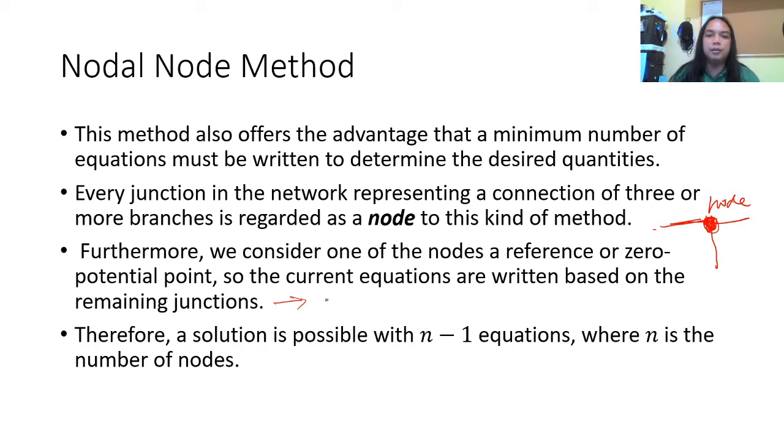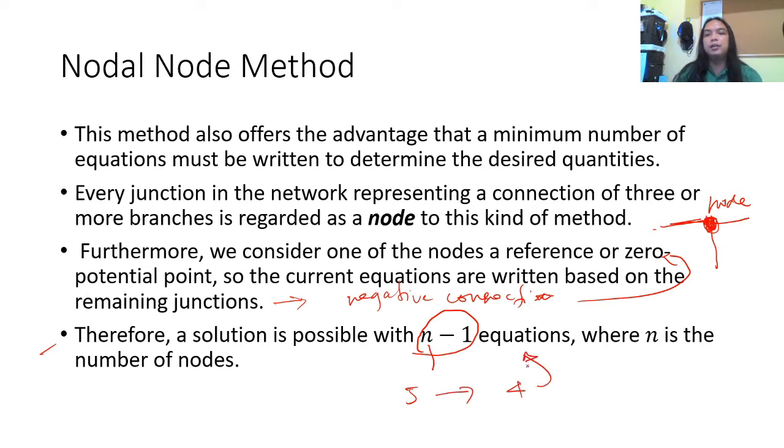We consider the reference point as the negative connections. Okay? All the negative connections, all the branches or circuits connected to the negative side, we refer to that as the zero potential point. Therefore, if we want to find the possible number of equations using the nodal node method, we will use the formula n minus 1 equations, in which n is the number of nodes. Therefore, if you have 5 nodes, you only have 4 equations to solve that network.